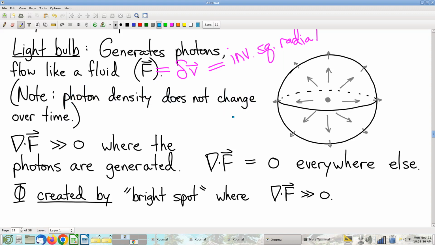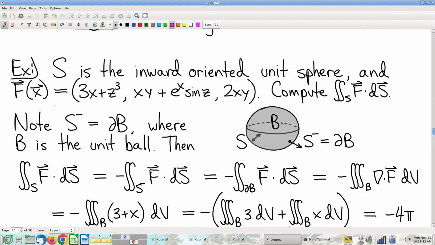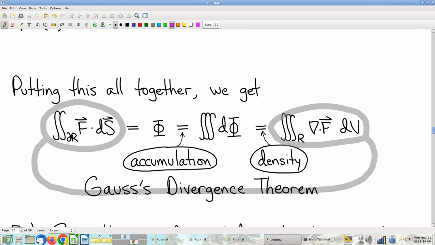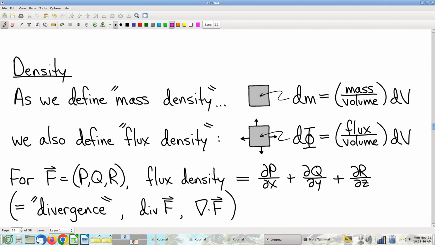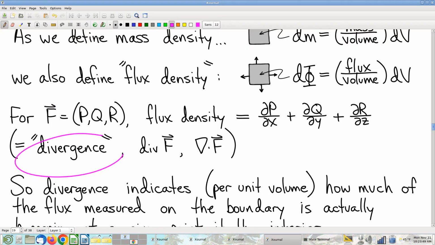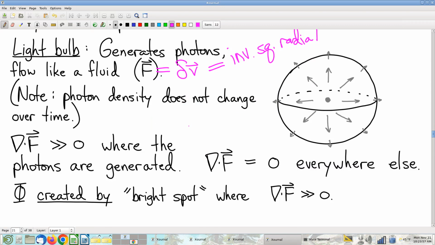Okay, so what I want to do now is ask a couple of questions about divergence. Don't forget what divergence is. Divergence is flux density. It's flux per unit volume. Right? So we're going to look at different little regions. We're going to ask how much flux is there through the boundary of said region, and then we're going to ask what happens if I divide by the volume of that region. Let's just play through a couple of scenarios.